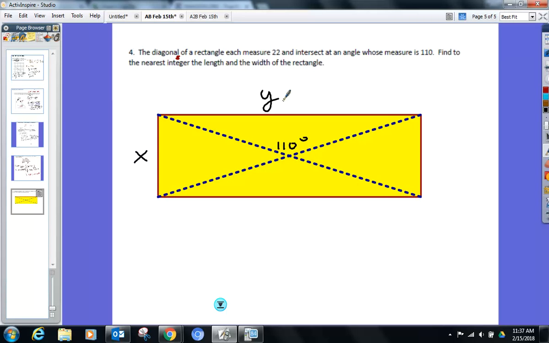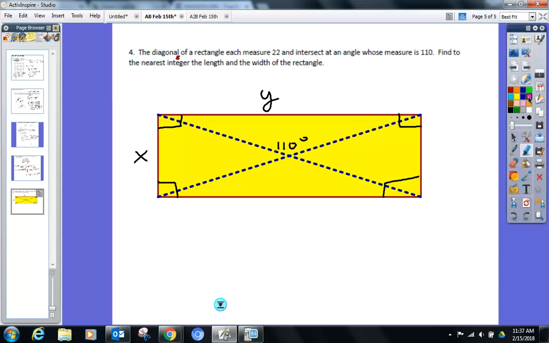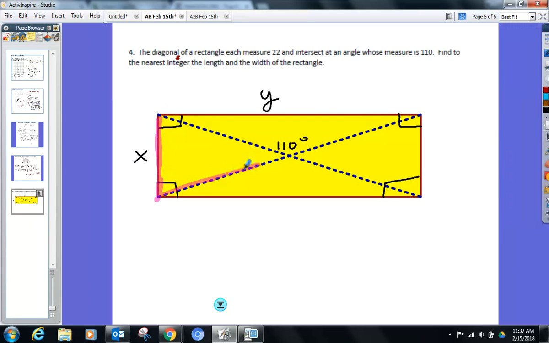All the angles are right angles. Do the diagonals make right angles? No, that's called a rhombus. But I do have right angles at all four vertices. All right. Do you guys see right triangles now that maybe I could use? All right. So what I'm going to do right now, I'm going to highlight the right triangle that's got x and y in it for me. So this one right here.